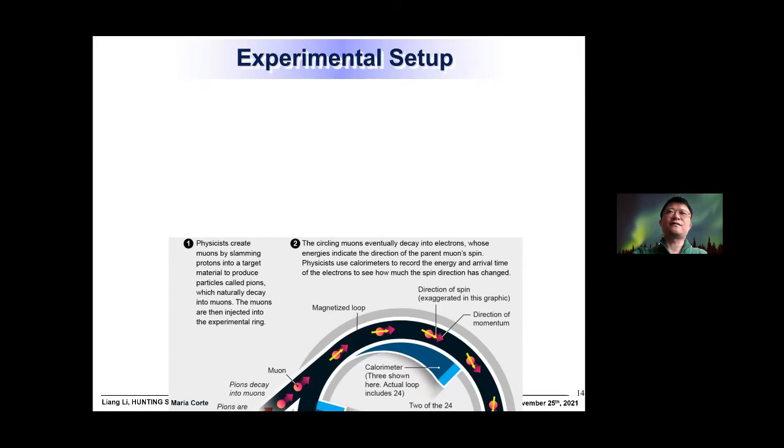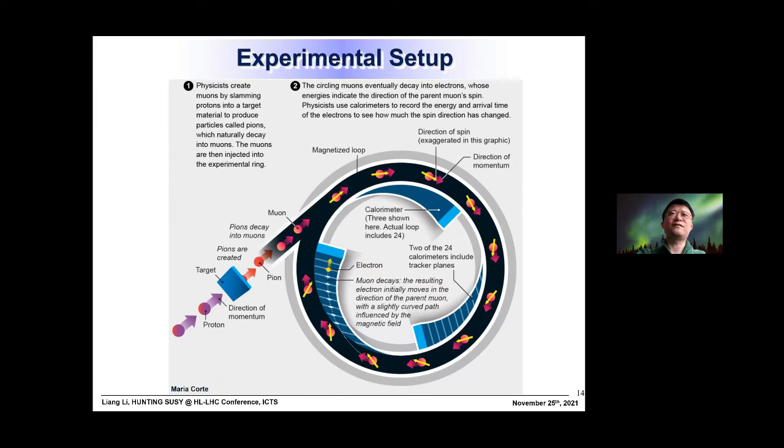And then this is another way of doing this experiment. I borrowed this from a science education journal, a nice illustrated graph to tell you that you get protons, you hit a target, you use pions, and then you inject into this field, and then it goes in circles, right? And then these muons will decay to electrons or positrons and hit our detectors, right? So this is the idea.